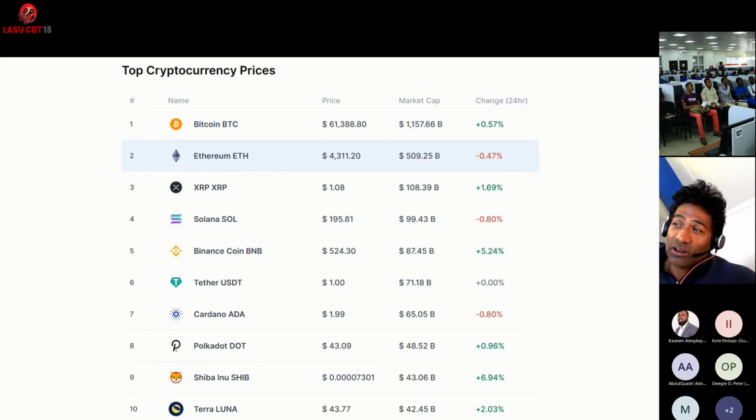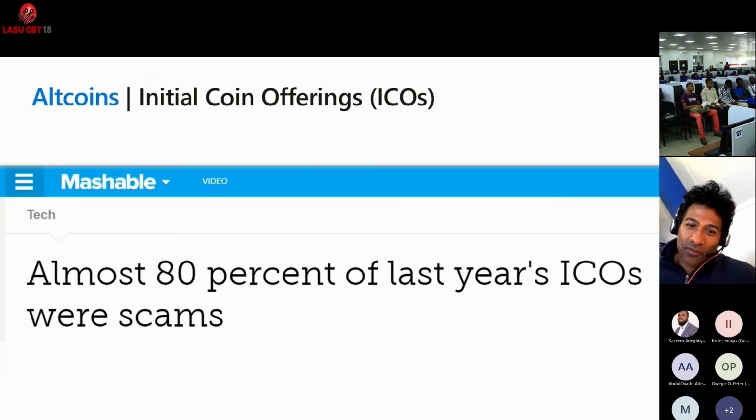There are quite a lot of cryptocurrencies out there, but be warned: if you look at the past year, 80% of the cryptocurrencies launched through initial coin offerings were fraudulent. So these are scams, where people create a kind of pyramid scheme, buy out crypto, and then disappear with the money. So you've always got to be careful.